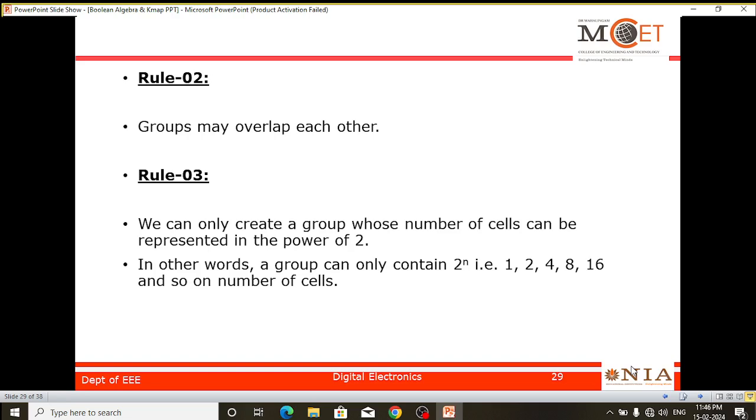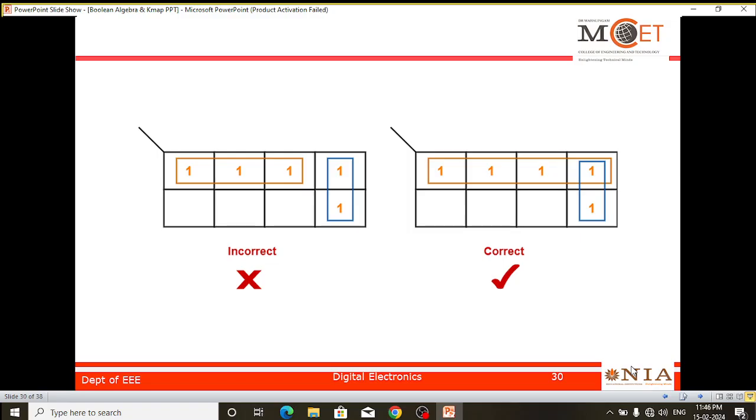In other words, a group can only contain 2 to the power n cells: 2 power 0 is 1, 2 power 1 is 2, 2 square is 4, 2 cube is 8, 2 power 4 is 16, and so on. In case of grouping, here are some examples. In this 3 variable K-map structure, 1 1 1 is one grouping, and this is another grouping, which is correct. This type of grouping is incorrect for K-map simplification.